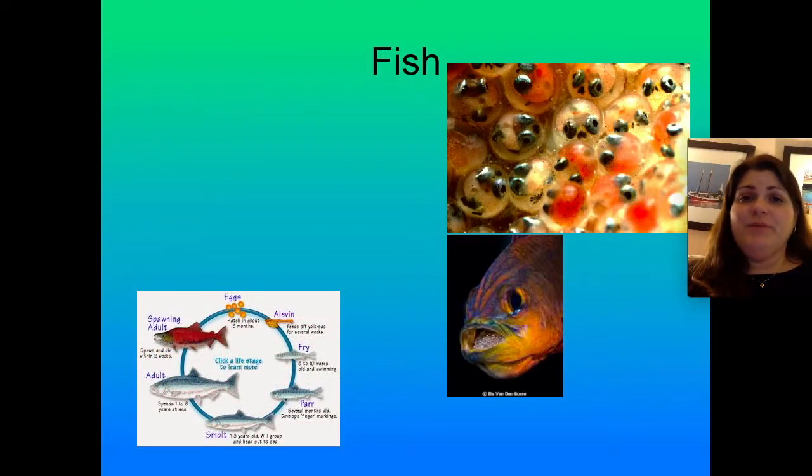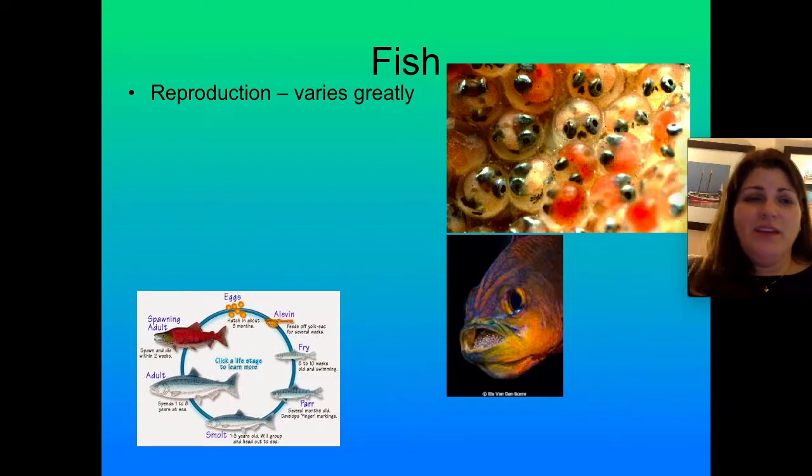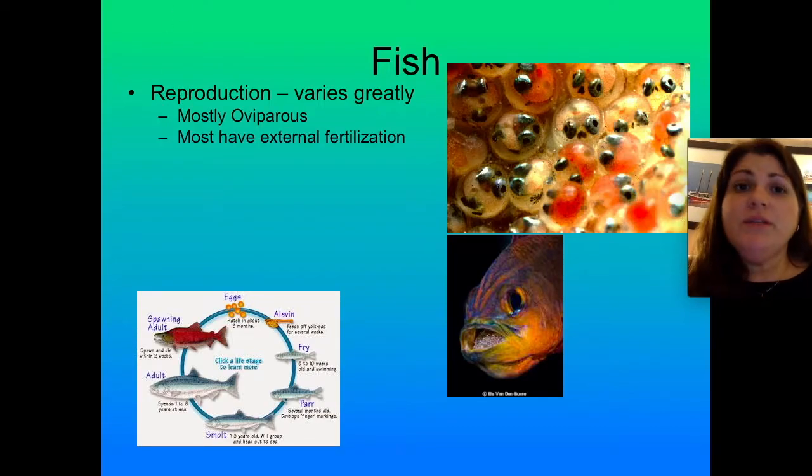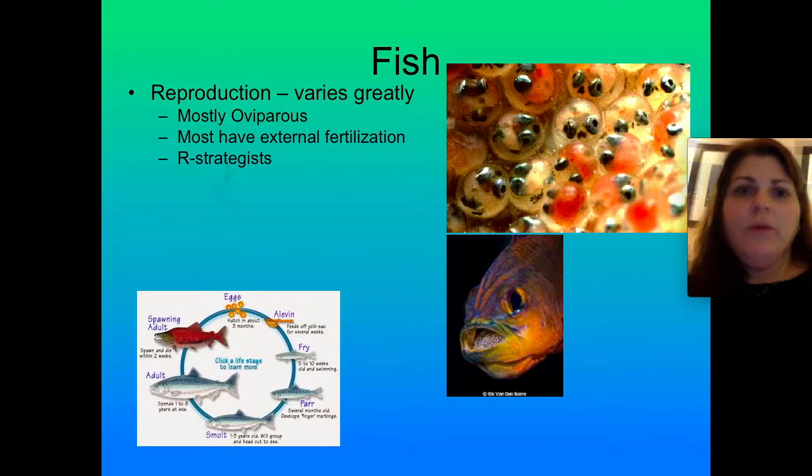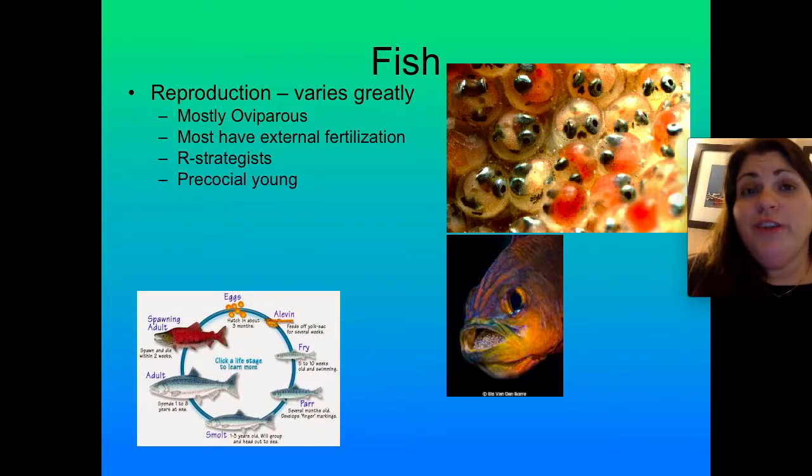The last body system we're going to talk about with fish is their reproduction. So first off, we have to point out that it varies greatly. Some fish are oviparous and some fish are ovoviviparous. But some generalities we can say. Most of them are oviparous. So remember, that means they lay eggs. And those that lay eggs typically have external fertilization. That, of course, means that they are r-strategists, which also means that they have precocial young. So I'm sorry, guys, Finding Nemo is not accurate. Marlin would never have taken care of Nemo.